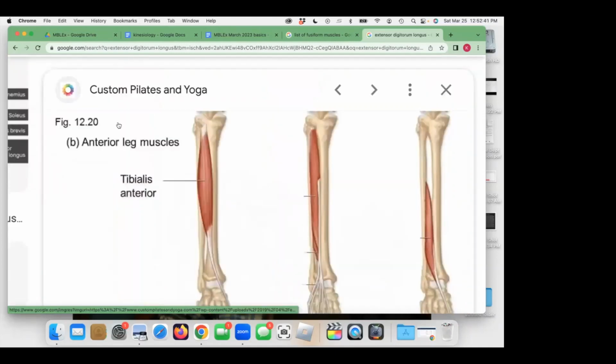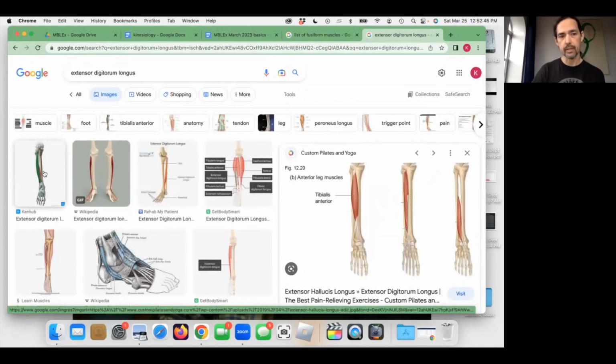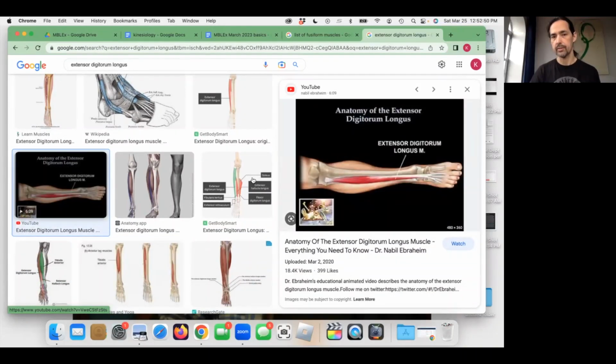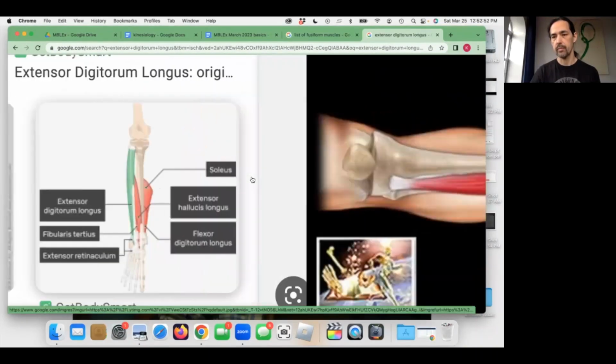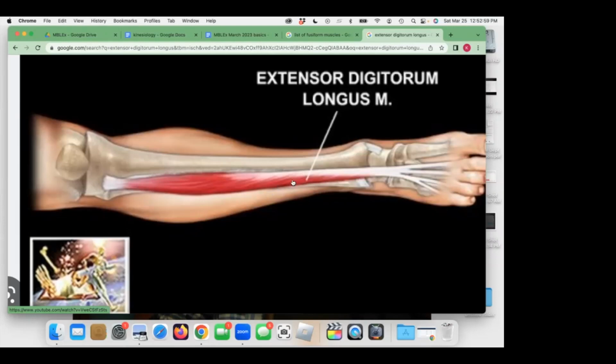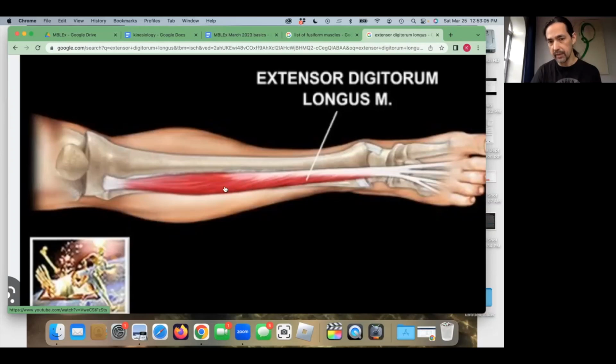Maybe you guys can't see that. Yes, see, cannot see it. Maybe this will be better. Can you see the fiber directions on this drawing? Yes, you see the stripes, right? Especially down here, the lower half, you can really see those stripes. It's kind of like a feather, so unipennate, right? Extensor digitorum, also called the peroneus longus.